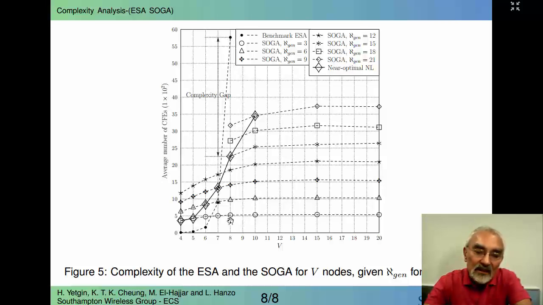What is worth observing is that as we increase the complexity of the genetic algorithm, for example up to 21 generations from 12 generations, then the number of cost function evaluations is of course increasing, but it's interesting to observe this huge complexity gap that we have, for example, for 7 or 8 nodes between the exhaustive algorithm and the genetic algorithm.